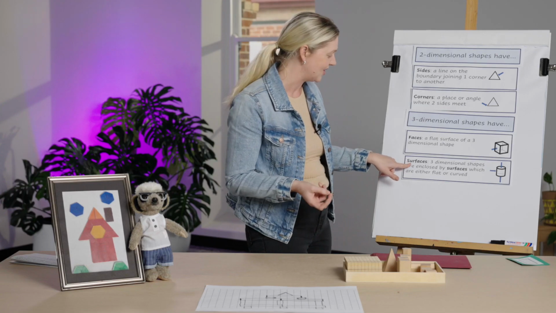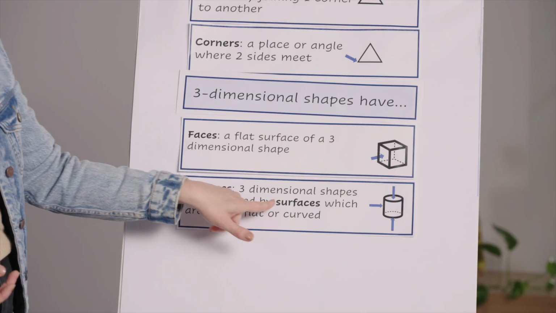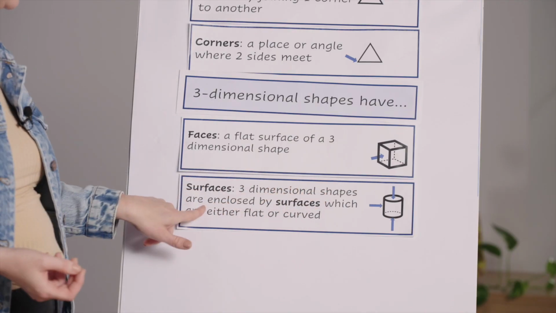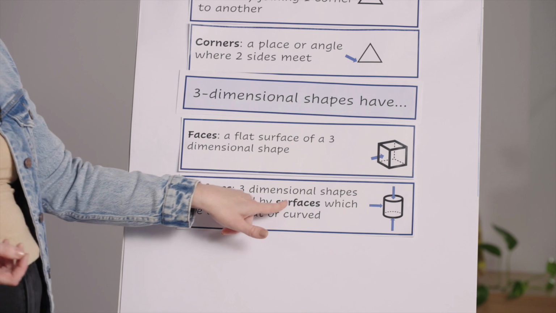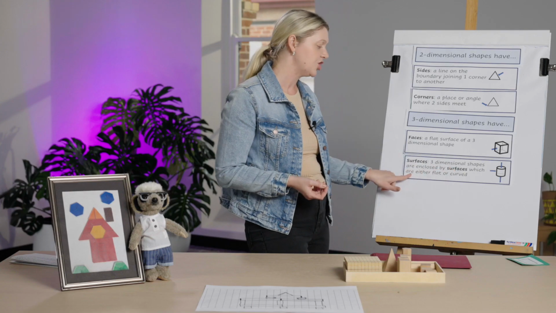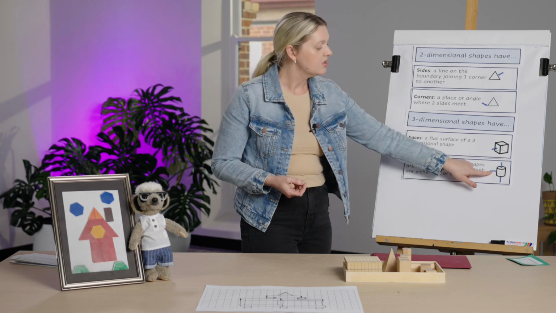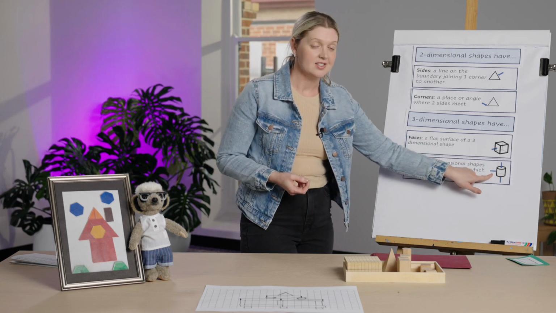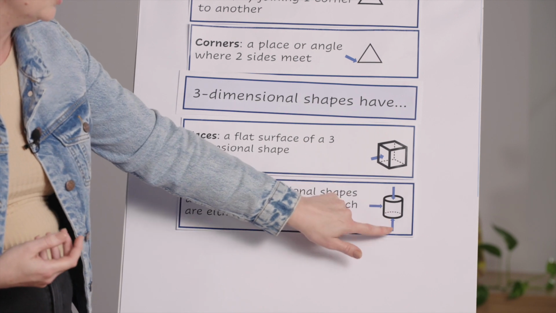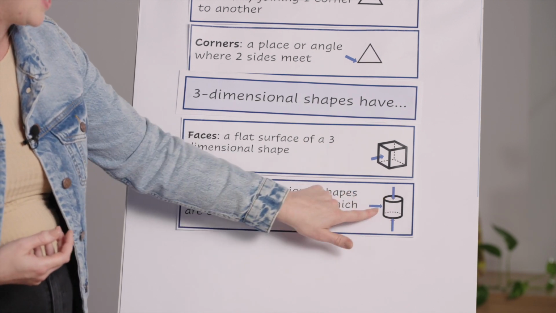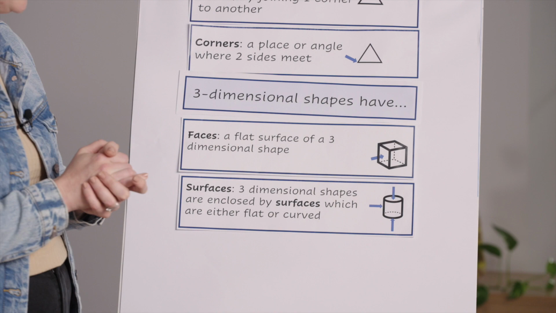Three-dimensional shapes also have surfaces. So three-dimensional shapes are enclosed by surfaces which are either flat or curved. So the surfaces on this cylinder, we have two flat surfaces and one curved surface.